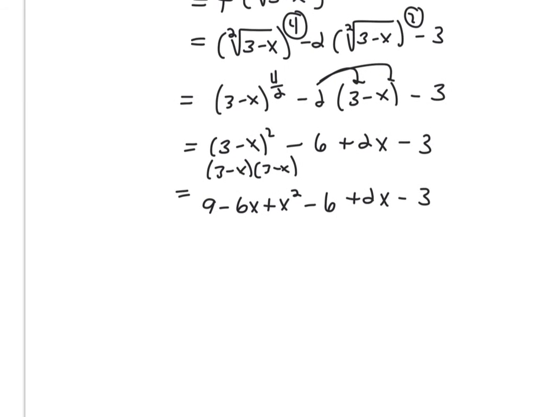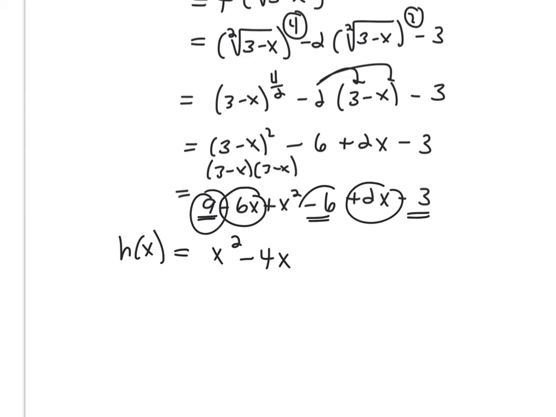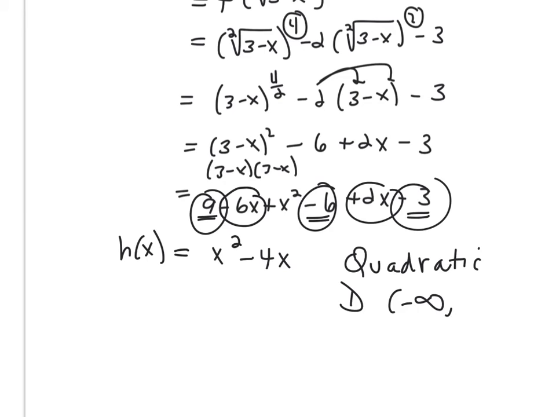Push that up a little bit. Combine your like terms. We've got x squared, and then we have negative 6x plus 2x. That's a negative 4x. And then we have 9 minus 6, which is 3, and then minus 3. So this is it. This is our function h of x, because all those constants would combine to give us 0. Okay, we know that this is quadratic. So its graph would be a parabola, so its domain would be from negative infinity to positive infinity.